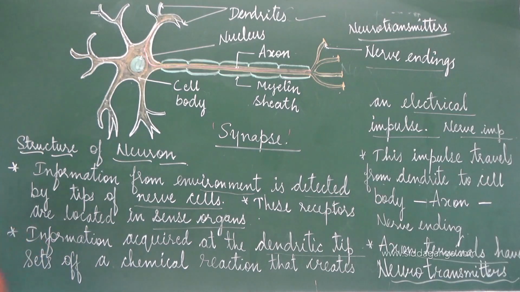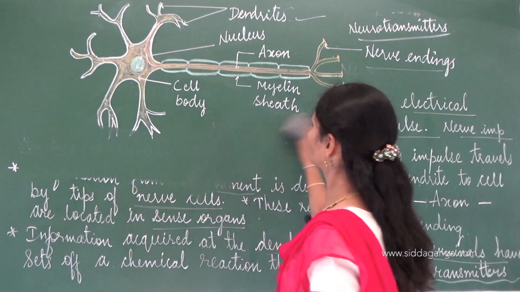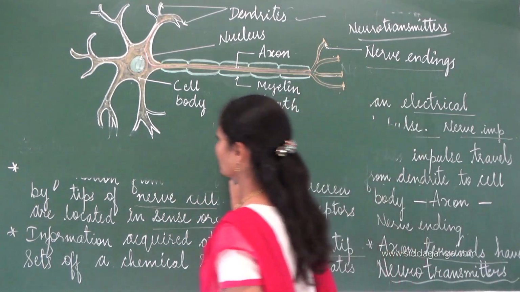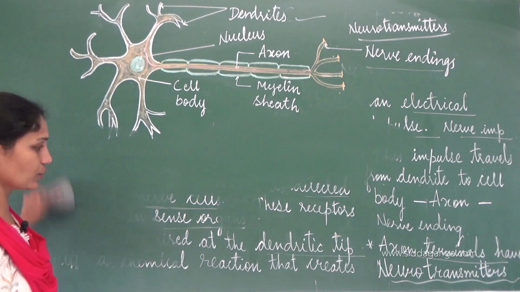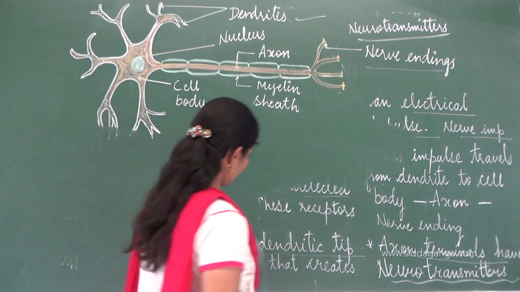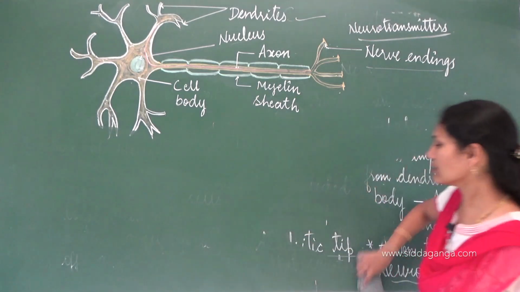So hope this is clear to you. The diagram is clear to you, and the various parts of a neuron, their description, and the role they play in transmitting these nerve impulses, and all these things are clear to you.